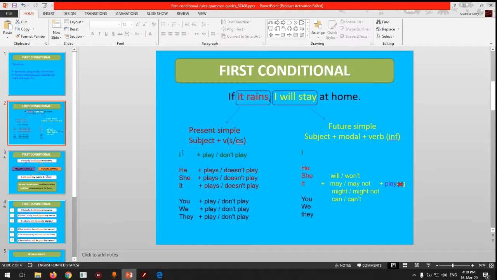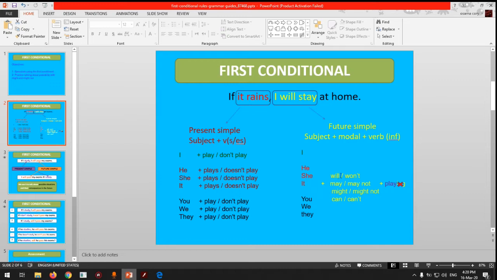Present simple means the verb that comes after the subject comes with an S, or it doesn't come with an S. If it was singular form, it comes with an S, or in negative form, it takes doesn't. And if it was plural, then the verb doesn't take any additions, and don't in the negative form or a question form. The second sentence, which is future simple, consists of the subject plus modal verb.